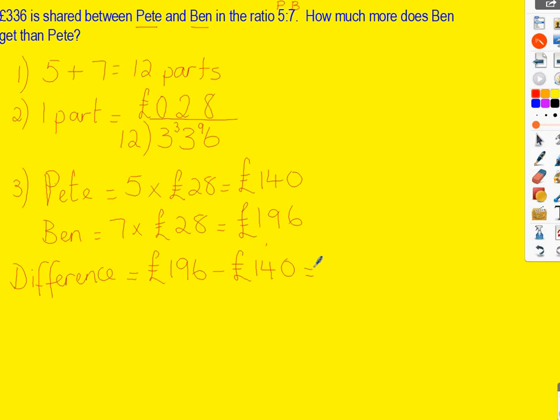£196, take away £140 is going to leave you with £56. So how much more does Ben get than Pete? Ben gets £56 more than Pete.